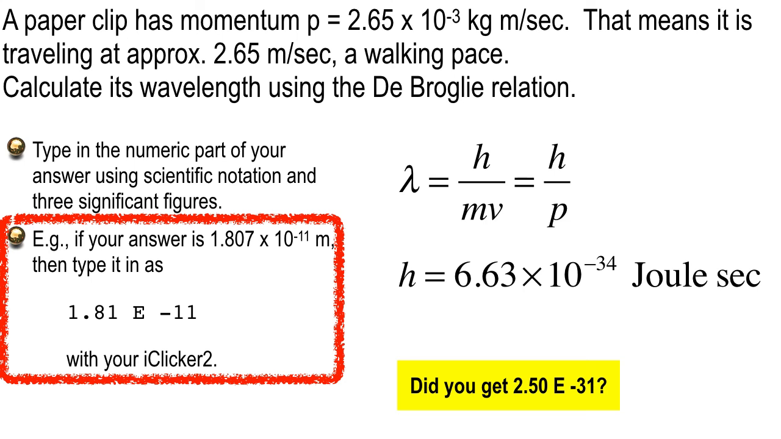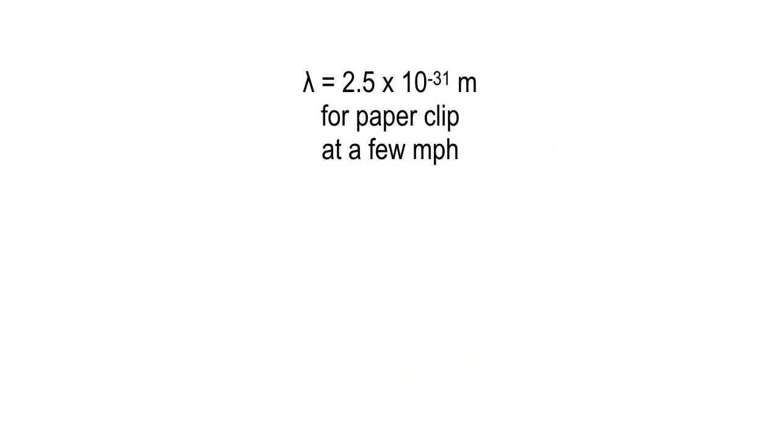2.5 times 10 to the minus 31. So look, now a paper clip is 1 gram, right? So this is basically a paper clip going a few miles per hour. Its wavelength is 10 to the minus 31, all right? So a wavelength of 10 to the minus 31 meters for this macroscopic object of mass 1 gram is extremely small.